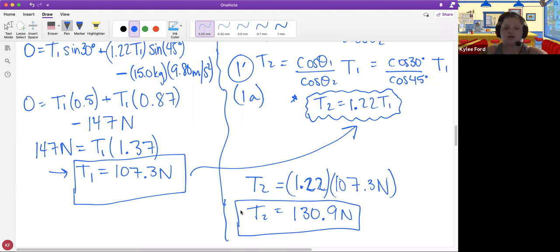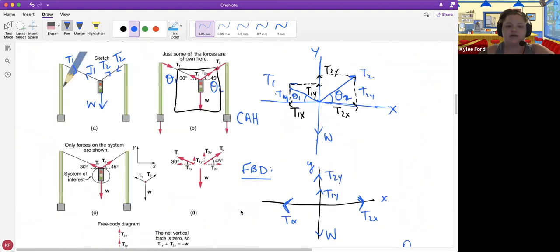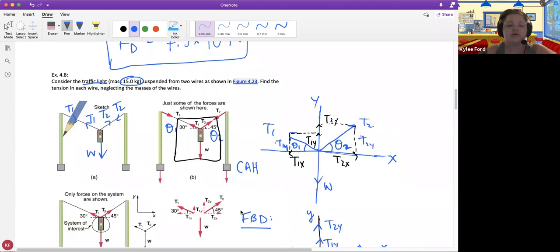So I know that was quite a lot. Hopefully you were able to stick with me through it. If not, of course, you can pause the video, rewind it, go back and see what you missed or got confused on. But hopefully that made some sense. I tried to go slower with this one. So again, we found the tension in each of these wires on the left side and on the right side, T1 and T2.